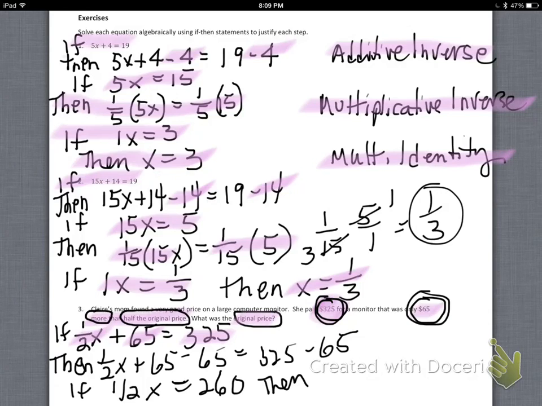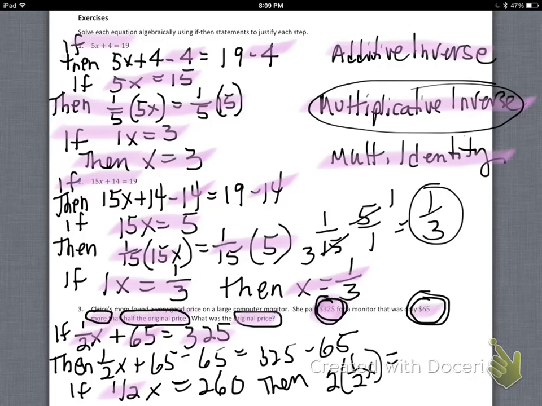then we need our multiplicative inverse again. Now we're looking at 1/2, so we need the multiplicative inverse of 1/2, and that is going to be 2. That's the inverse, so we would do 2 times 1/2 x equals 2 times 260, so that means x equals 2 times 260, which is 520. So the original price was $520.